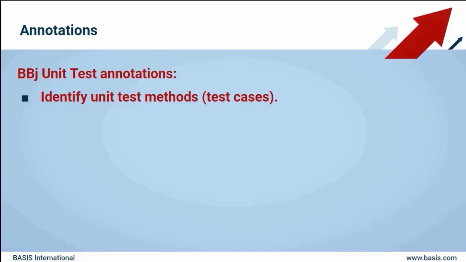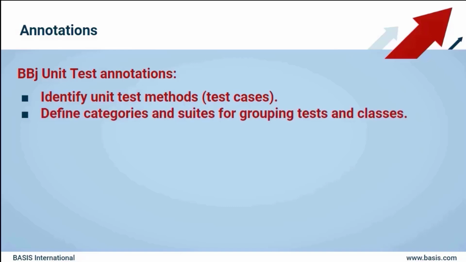The annotations also help us by defining categories and suites, or grouping tests and classes together so that you can manipulate them at a higher level instead of one method at a time. It allows you to control the test execution order, which things you wish to execute first, which you wish to execute second, and so on.